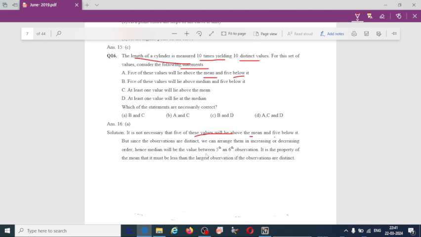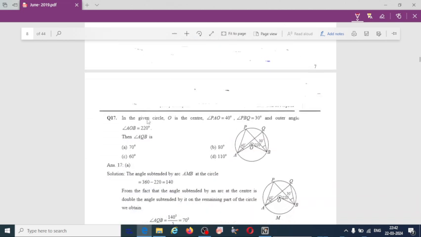always the median lies between the 5th and 6th observation. That is, we can arrange them in increasing or decreasing order. So median should lie between them. It is a property of the mean that it must be less than the largest observation if the observations are distinct. So that's why option A, 5 of these values lie above the mean and 5 below it.